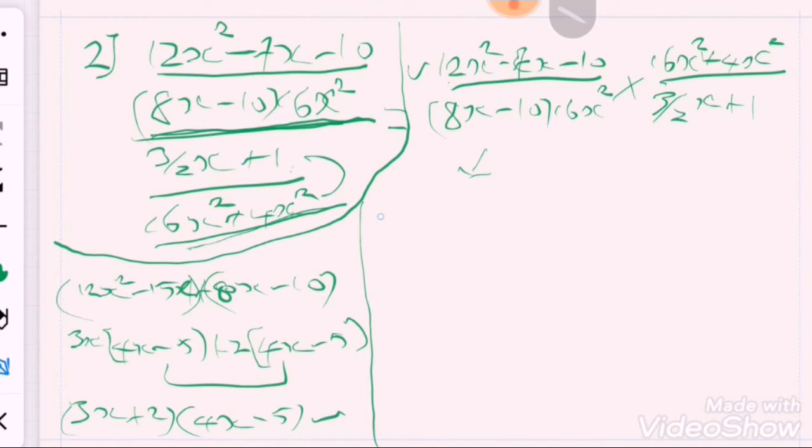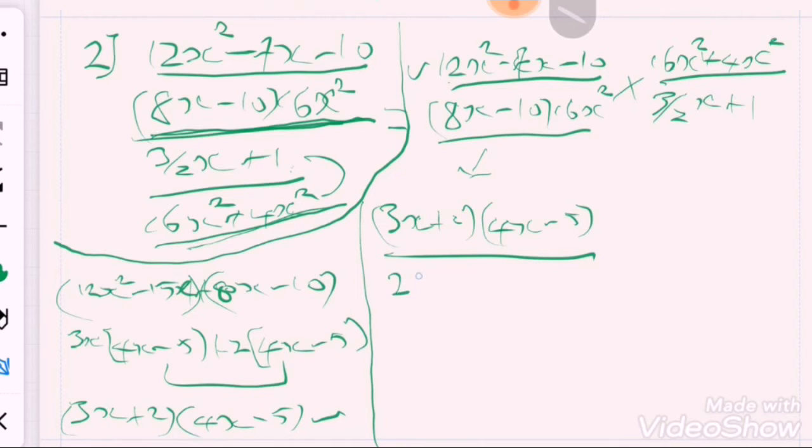So in this case, in place of 12x squared, I will have 3x plus 2, 4x minus 5, all over. Then coming to this divisor here, let me look for a common factor there. 2 is a common factor. Factoring out 2, I will have 4x minus 5, then times 16x squared times, okay.